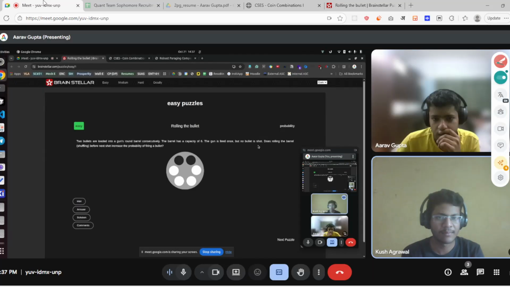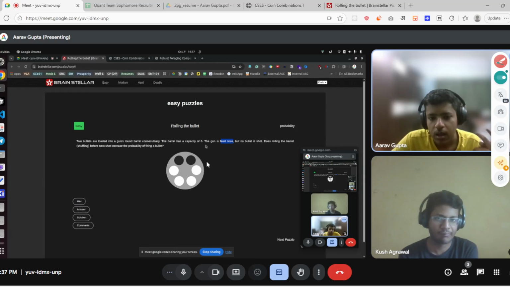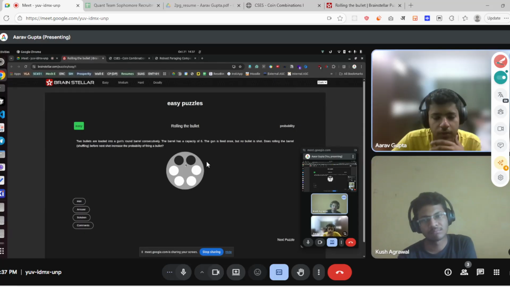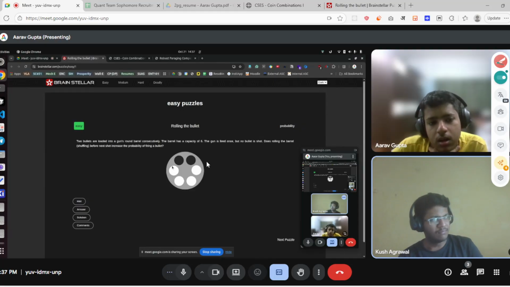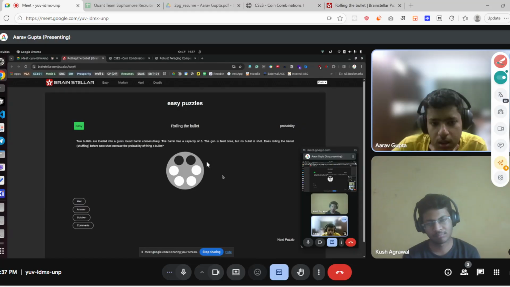Can you calculate the probabilities? So initially, before the gun is fired, the probability of a bullet coming out is 1/3. After the gun is fired, I think the probability will be 2/5 because... okay, not really.